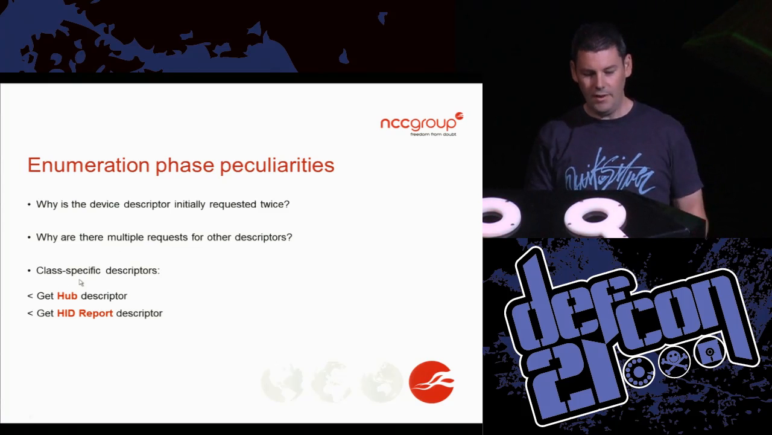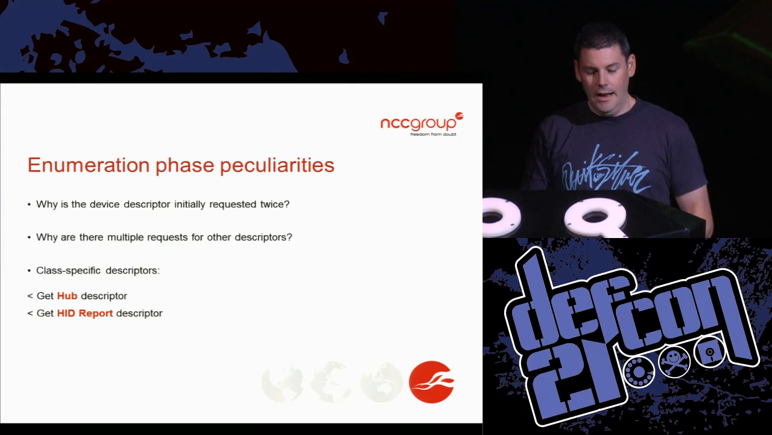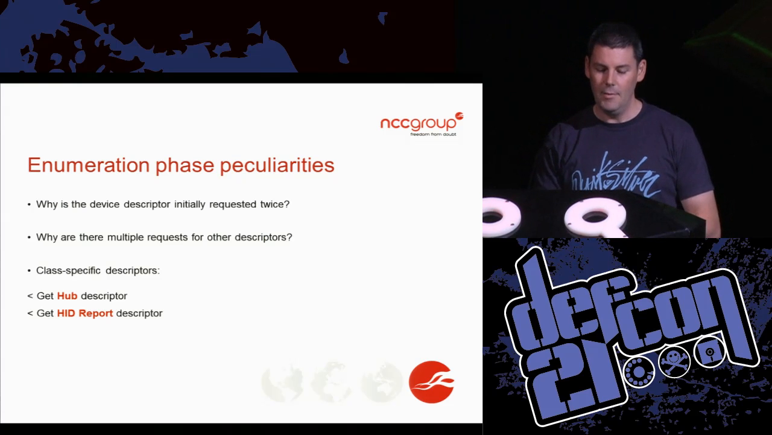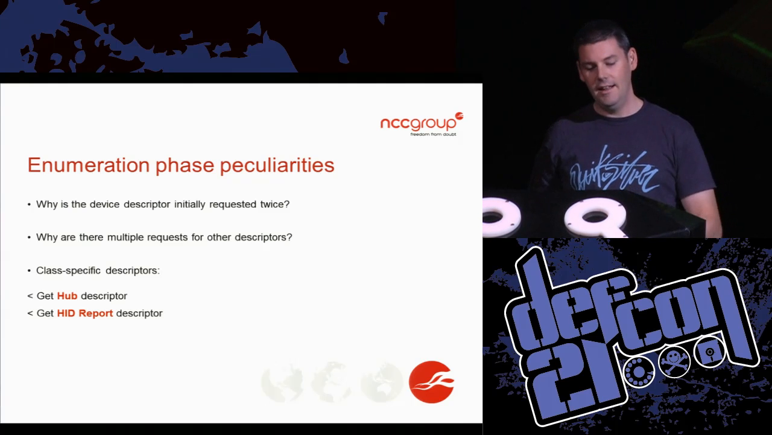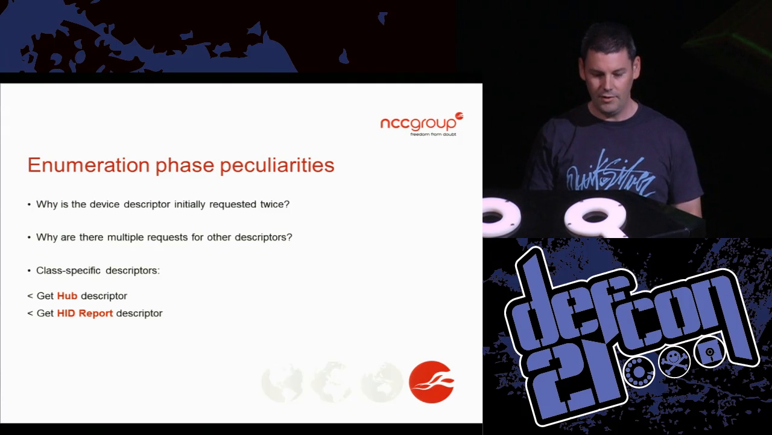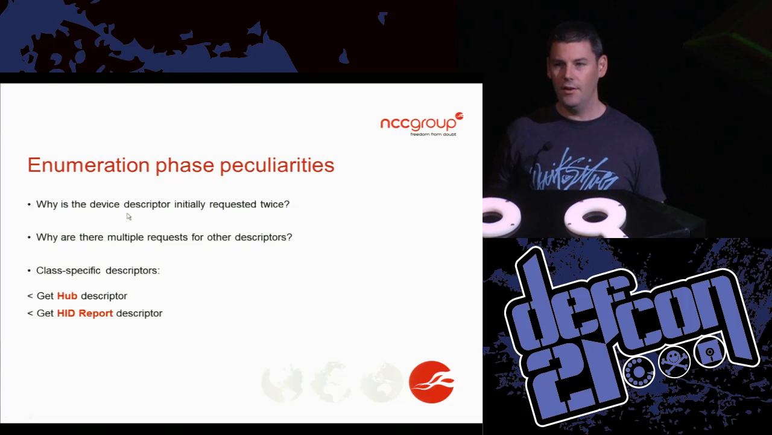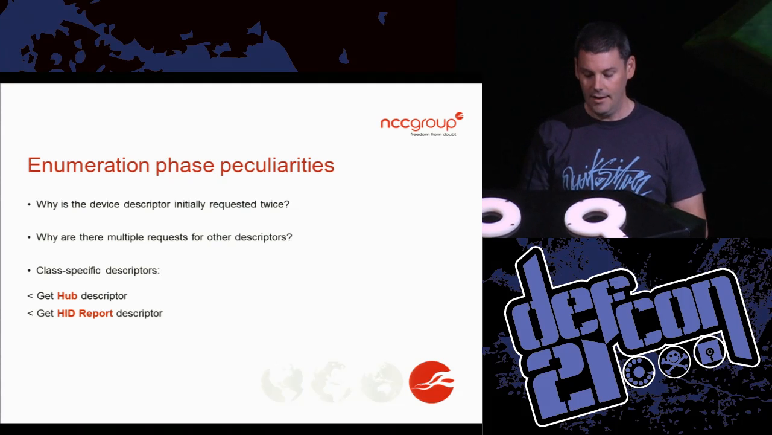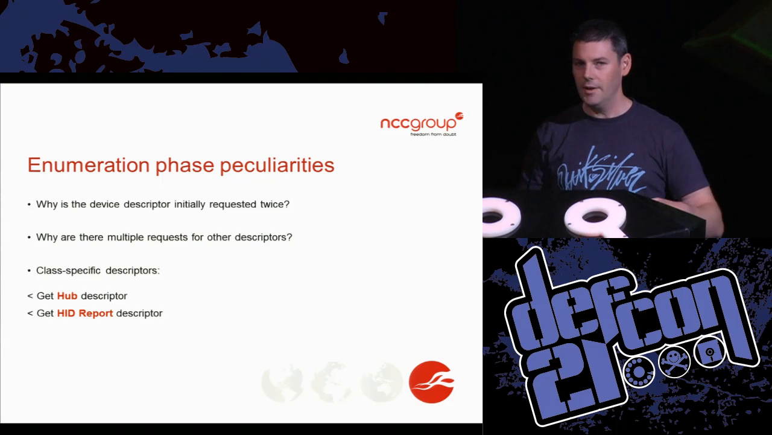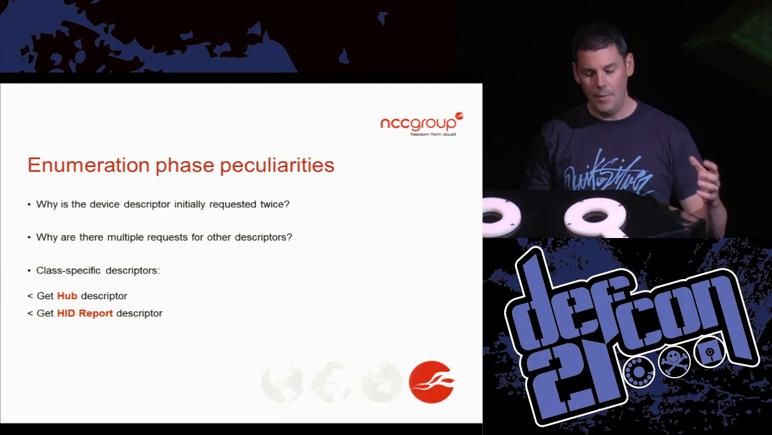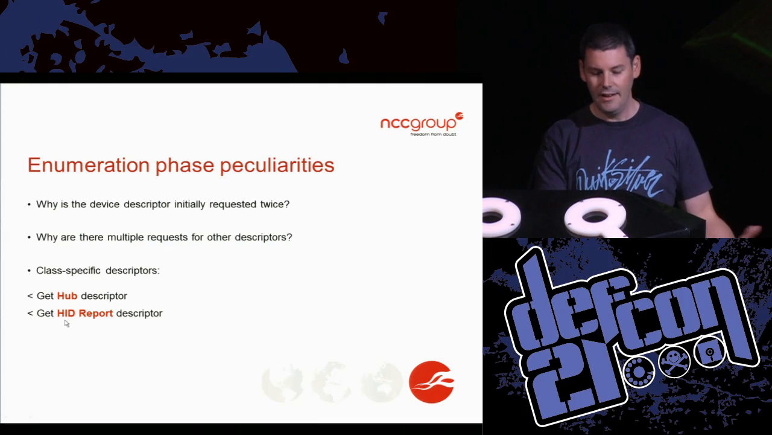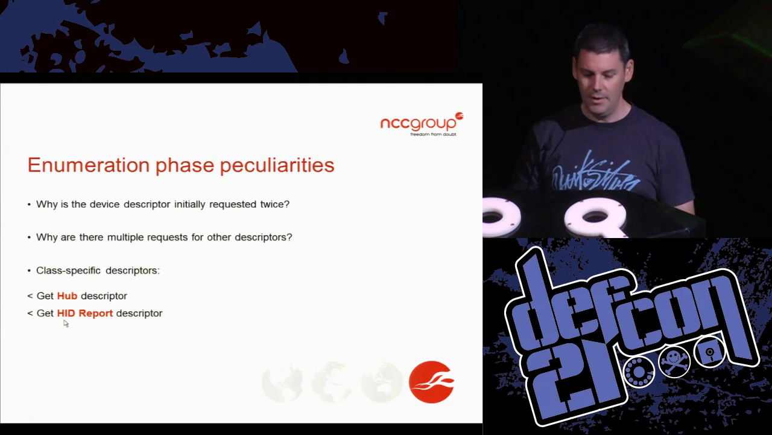But hang on, why was that device descriptor initially requested twice? Well, when it first connects, there's no address set for the device, so it needs to know some information about it with the first request. It sets an address, then resets the device and goes through the process again. There's also multiple requests for some of those other descriptors from different layers within the USB stack. So as the information gets processed by different parts of the USB stack, some of that information needs to be requested again. You can also get class-specific descriptors, so for example hub descriptors, HID descriptors, HID being mice, keyboards, human interface stuff.